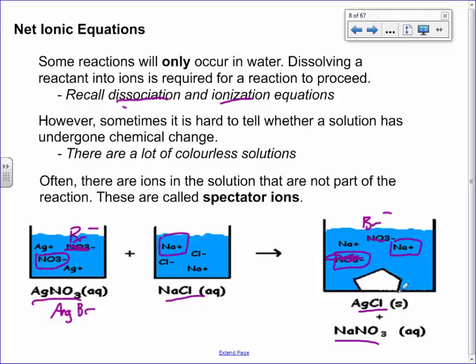I'd say, well, no. Because at the end of the day, what I made that was new is solid silver chloride. That's something new that I chemically reacted. But these guys that started in solution and these guys that ended, they didn't really do anything. They're spectator ions. So often what we're going to do is shorten up some of our equations, and omit and get rid of the unnecessary parts. Does that make sense? I think I have that on my next slides here.